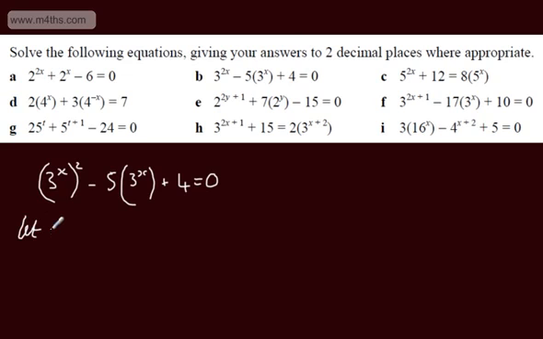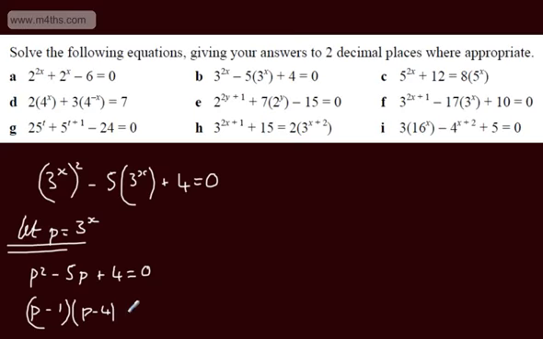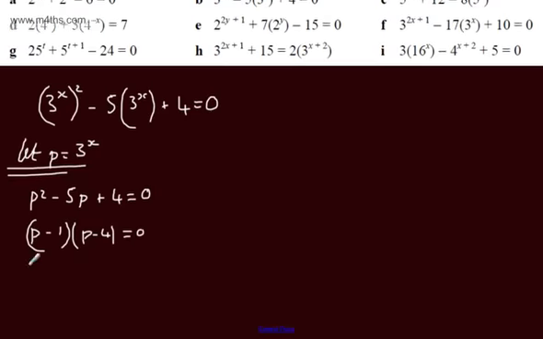So if we want, we can let p be equal to 3 to the x, if you don't want to factor it now as 3 to the x. So we have now p squared minus 5p, and then we're going to get plus 4 is equal to 0. So factoring, we'll have p minus 1, we'll have p minus 4, and then that will be equal to 0. So at this stage, we can say that p is equal to 1 or p is equal to 4. Do not leave your answer as p is equal to 1 or 4. Therefore, we can say 3 to the x is equal to 1 or 3 to the x is equal to 4. Let's deal with this one.